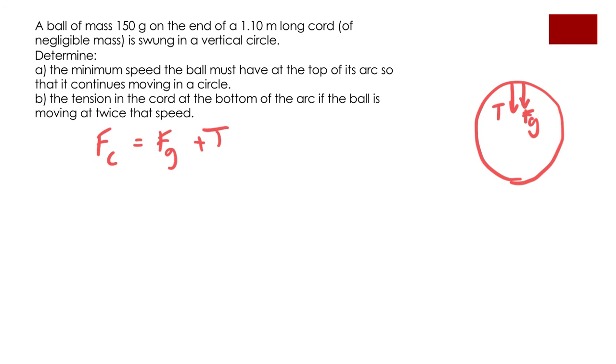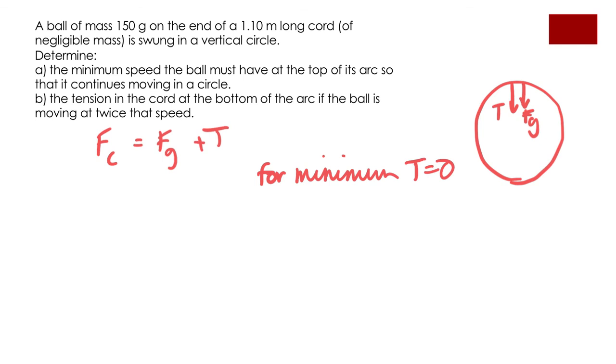Now, it also asks then for a minimum speed the ball must have in order to make its complete arc. Now, if you've ever done this yourself, you know that as soon as you start going slower and slower, that ball will seem to drop. What that means is at our minimum speed, our tension is going to equal 0.